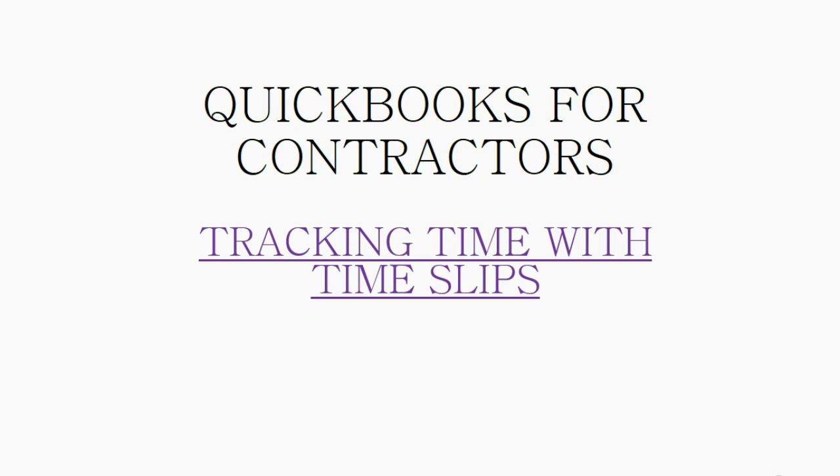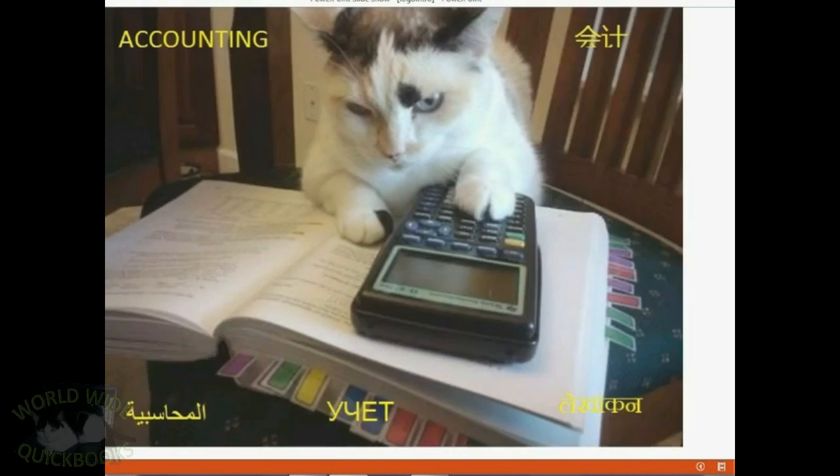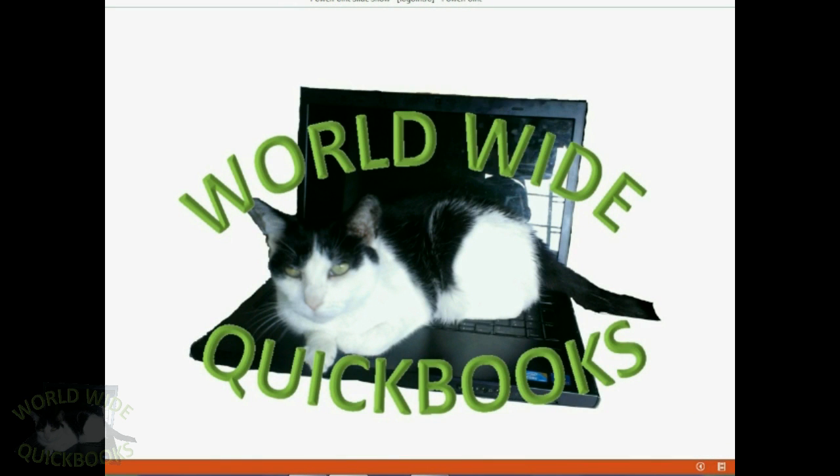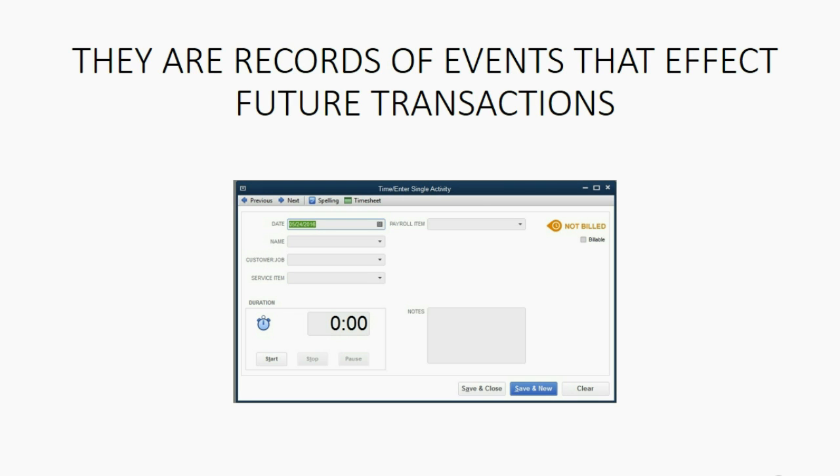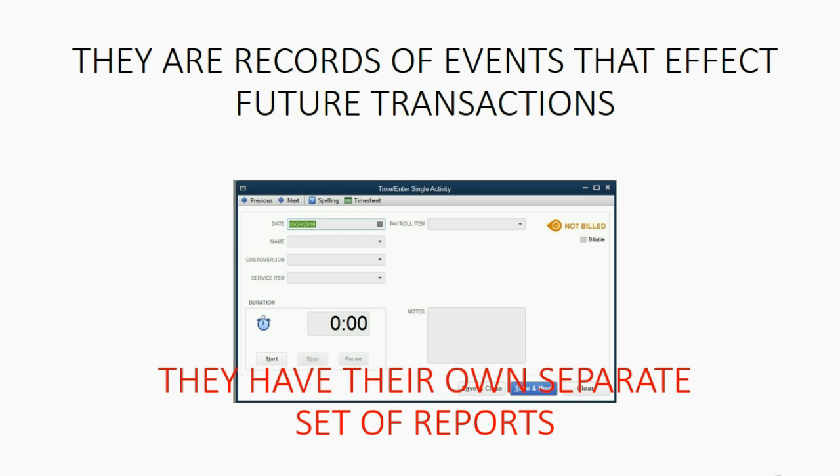And now we will learn how to track time using time slips. Time slips are not transactions. They are records of events that will affect future transactions, and they have their own separate set of reports.